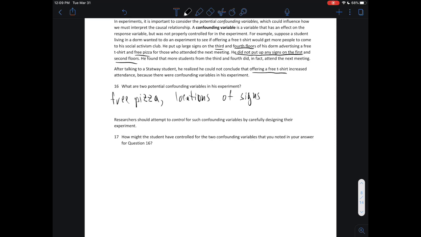Researchers should attempt to control for such confounding variables by carefully designing their experiment. Number 17. How might the student have controlled for the two confounding variables that you noted in your answer for question 16? First of all, instead of offering two incentives, t-shirt and pizza, he should have just offered one. And then instead of just favoring the third and fourth floors, he should have put signs on all floors.